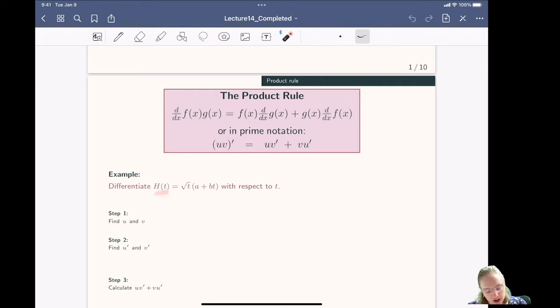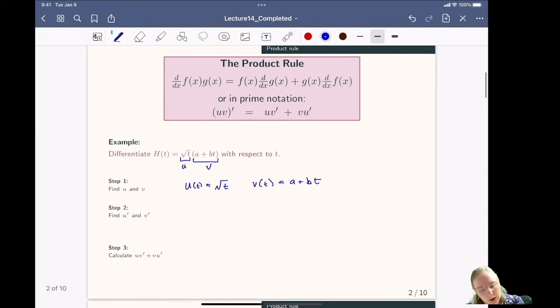Suppose we have the function h of t is equal to the square root of t times the polynomial a plus bt. All right, now we can see that this is actually the product of two different functions. This is our u, and this is our v. So we have that u of t is equal to the square root of t, and v of t is equal to a plus bt. Now we need to find u prime and v prime so that we can plug them in there.